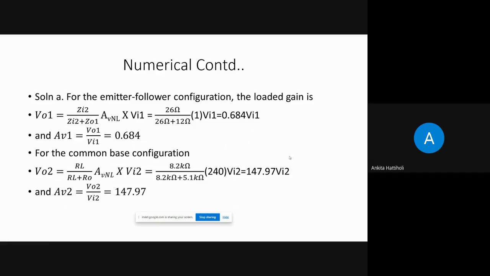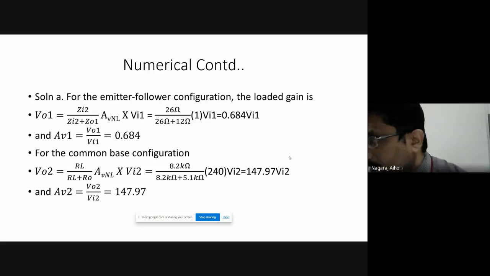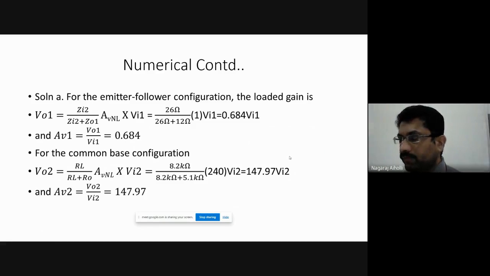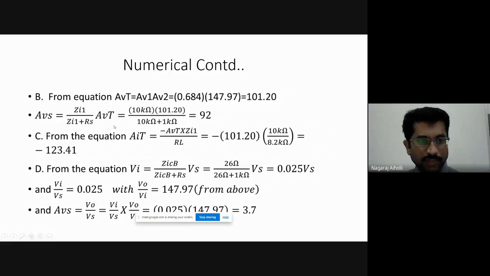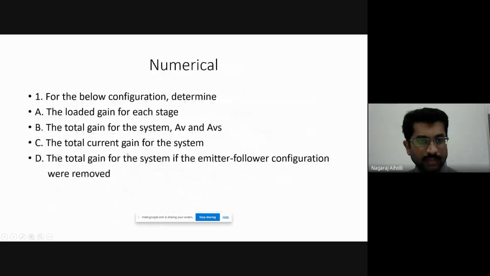Minus 123.414. Correct. It comes out to minus 123.414. Then last part of the problem. The total gain for the system if the emitter follower configuration was removed. If emitter follower configuration is removed, then what will be the total gain of the system?